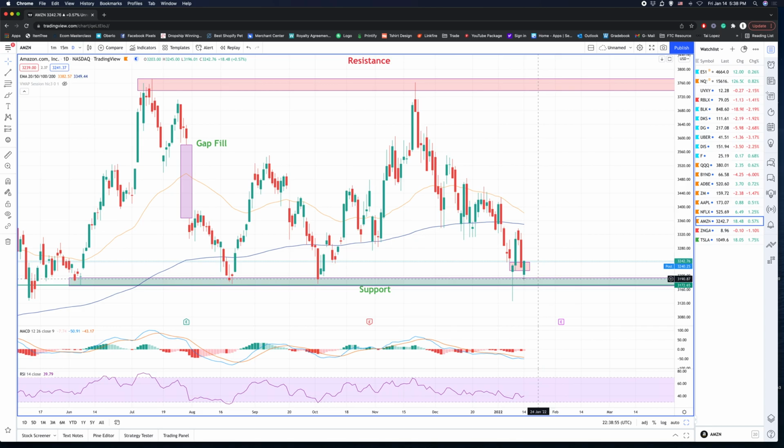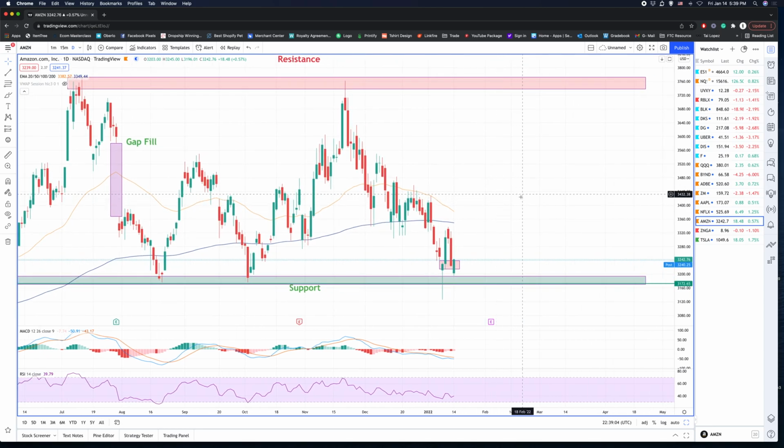You have this support area right here. I bought some shares, so I'm waiting for this to go up a little bit more, and then I'm out of it, and I'll probably start doing some contracts on these. So yeah, this is Amazon.